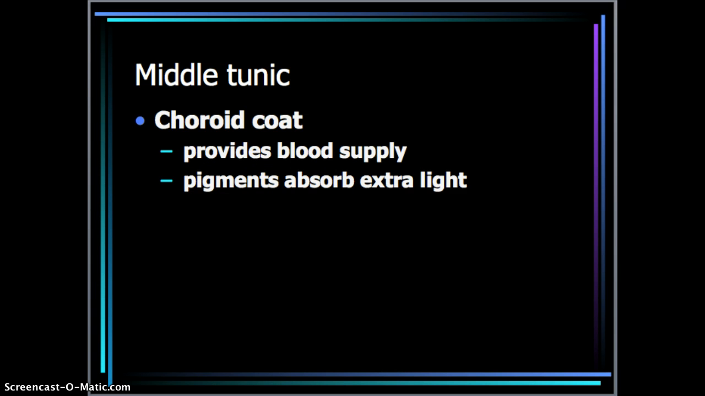The other part of the middle tunic is the choroid coat. It loosely joins all that sclera together. It does have blood vessels, which nourish the surrounding tissues. It also has melanocytes, and those melanocytes make melanin. So the choroid coat has a brown to blackish appearance. And also the melanin it produces absorbs excess light, which helps keep the inside of your eye dark, so you're not overstimulating.